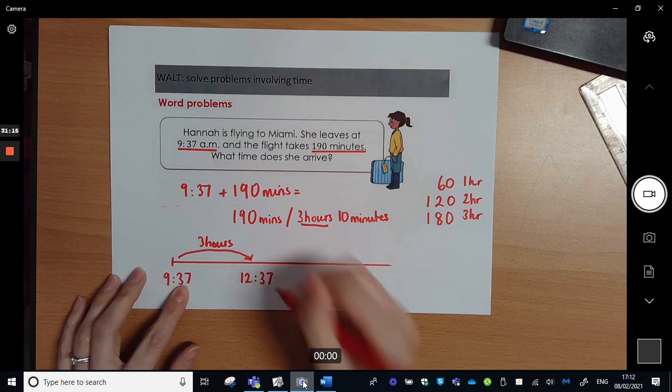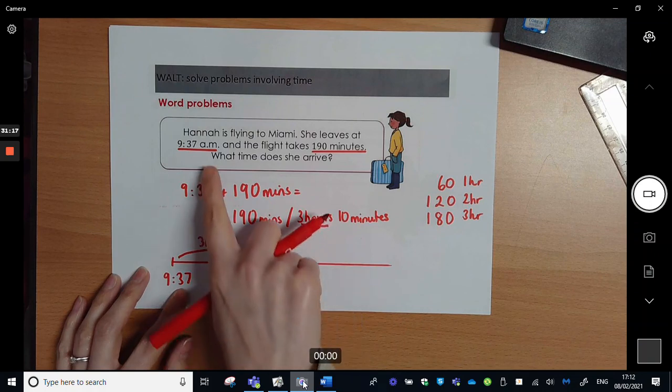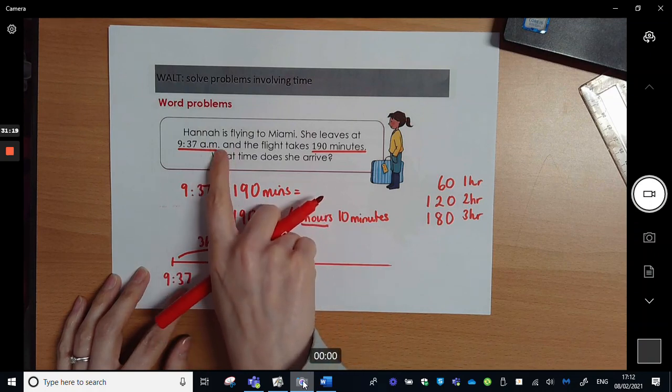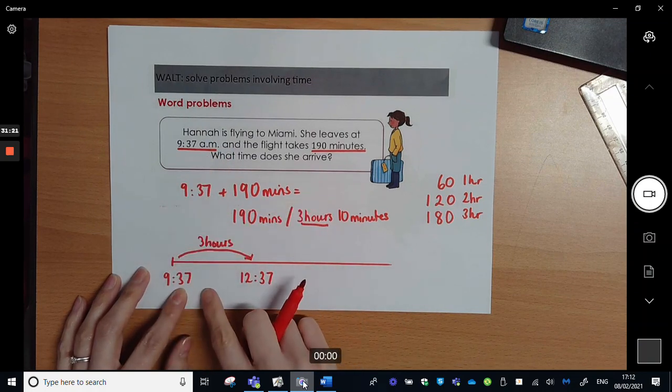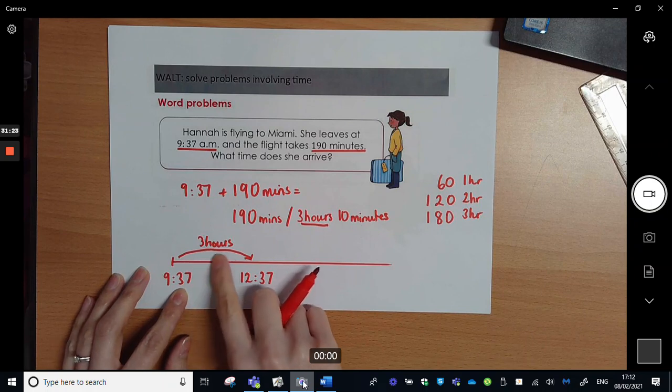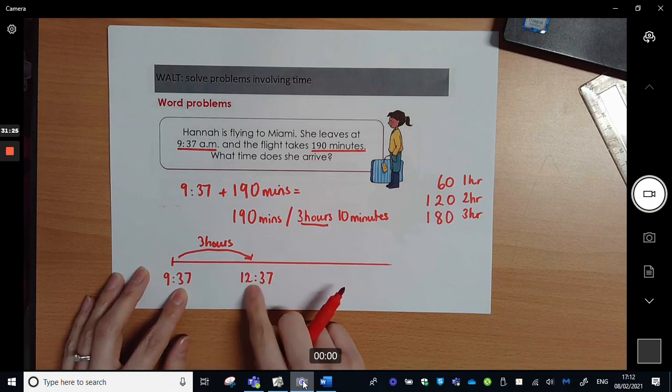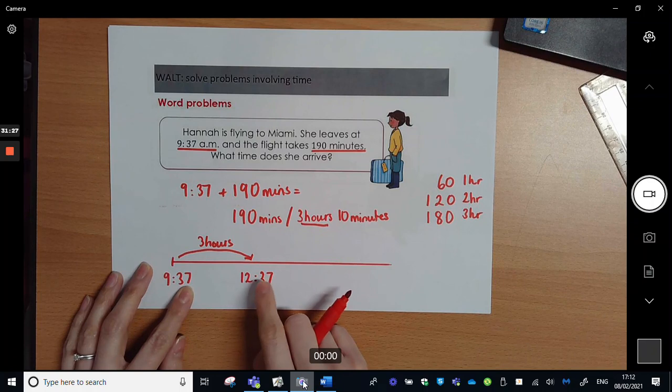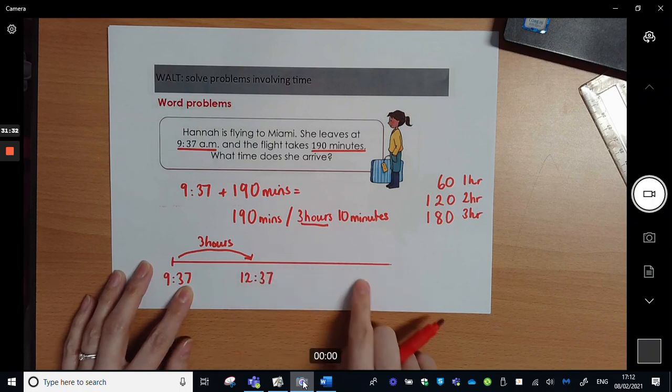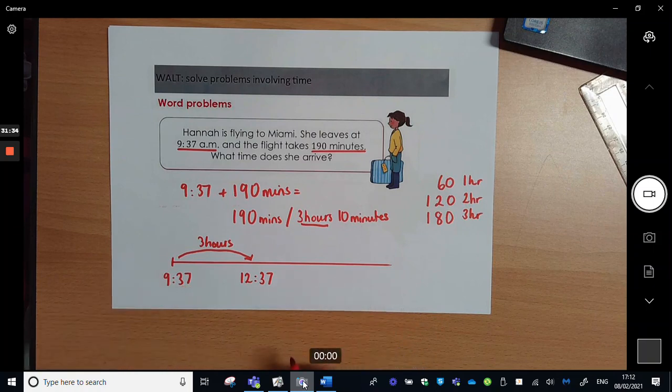So 12:37. Now, there's something really important that says here is AM, which we're going to come back to in a moment. Because if this is AM in the morning, I'm now at 12:37 after lunchtime. So this is going to be PM. So I know when I write my answer, it also needs to be in PM as well.